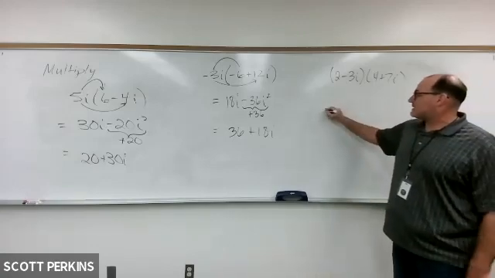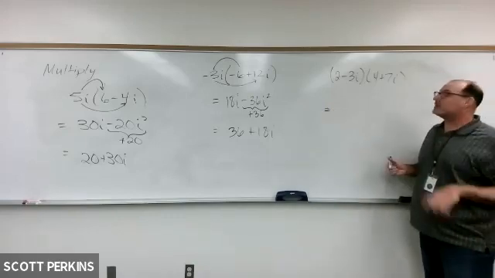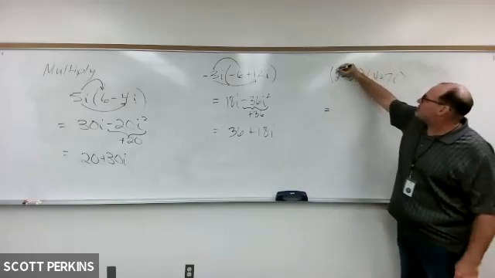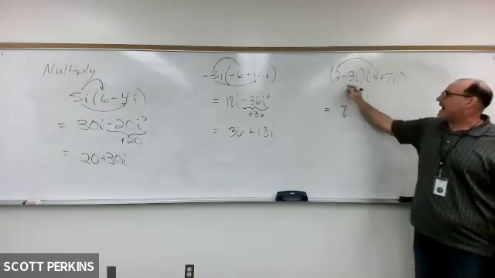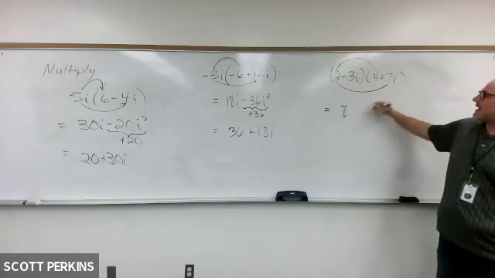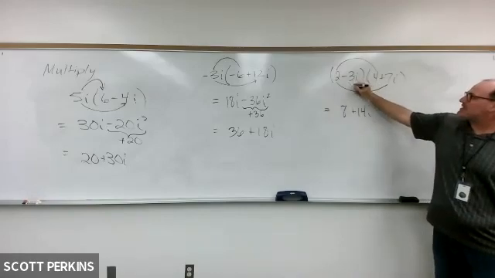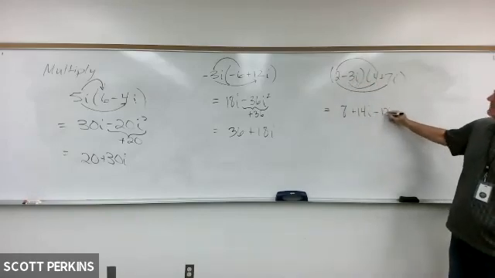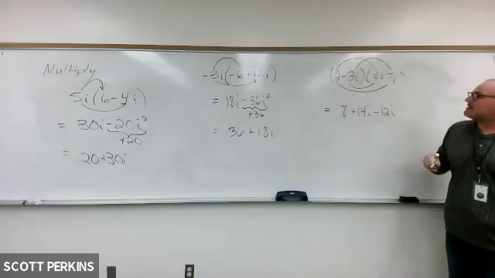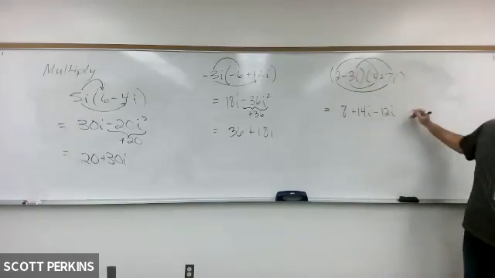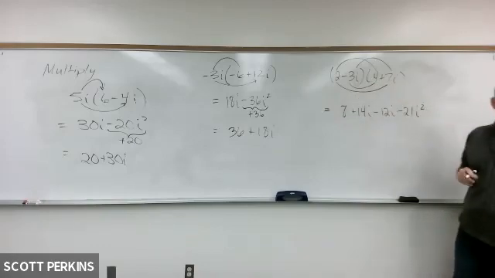Firsts, outers, inners, lasts. Again, let me know if you get something different. I want to talk about it, make sure we leave here pretty clear on doing this. So my firsts, 2 times 4 gives me 8. My outers, 2 times 7i, should have had 14i. My inners, negative 3i times 4 is negative 12i. And then my lasts, negative 3i times 7i, negative 3 times positive 7 is negative 21. i times i is i squared.